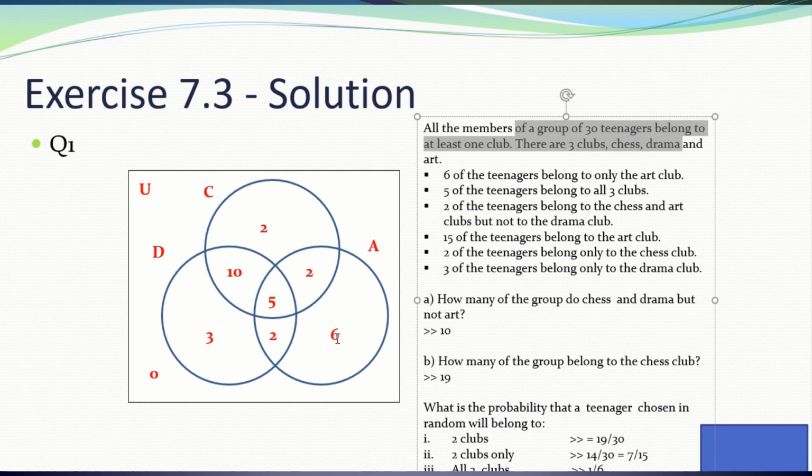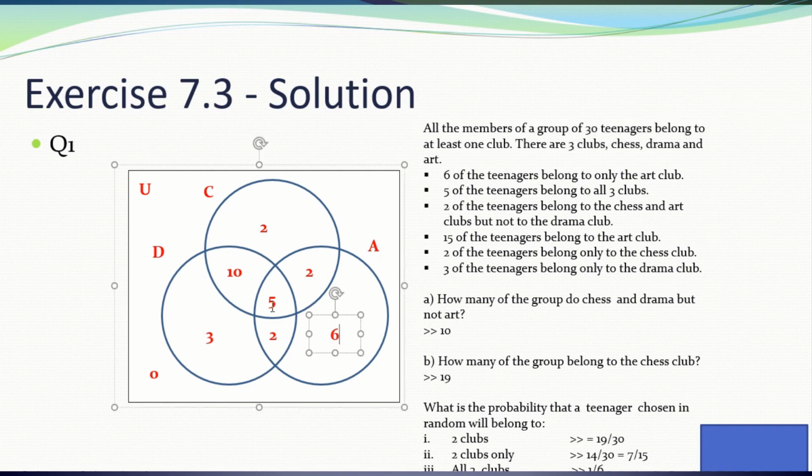So in this question now you have 6 here, you have 5 here, you have 2 here. And then you know the total for the art club must be 15. So 15 minus all this will give you 2 here. You understand? Then you just fill up the values and total it up. How many of the group do chess and drama but not art? That's 10.